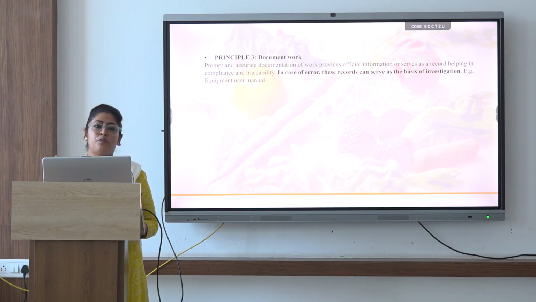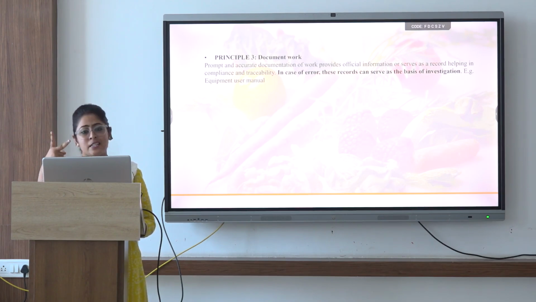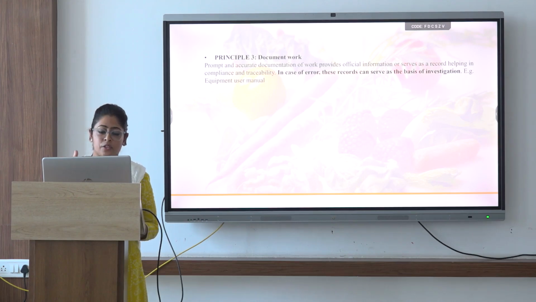For example, the documentation can be in the form of an equipment manual, a logbook, or any kind of records, which will ultimately serve two purposes. One is that it is proof that you have done the work, and the second is that it will help in taking care of any mistake, and it will be very helpful in case of traceability. During auditing also, this documentation actually works.